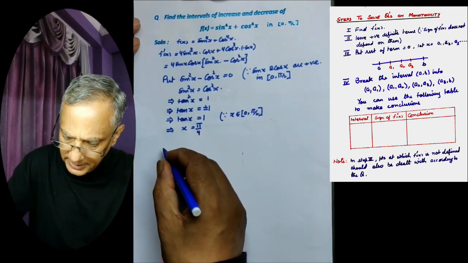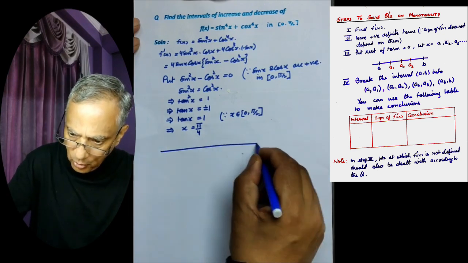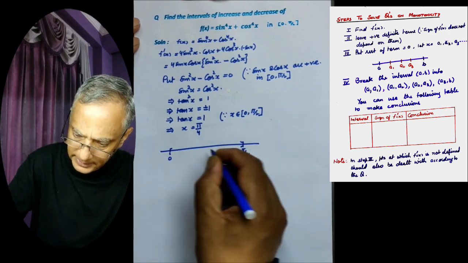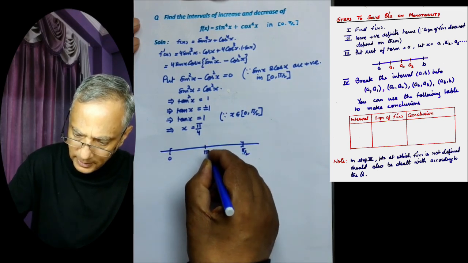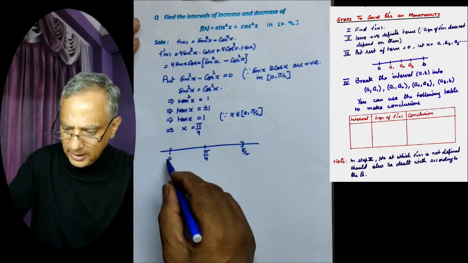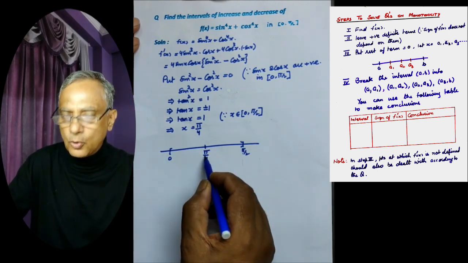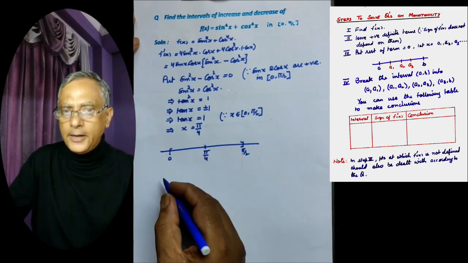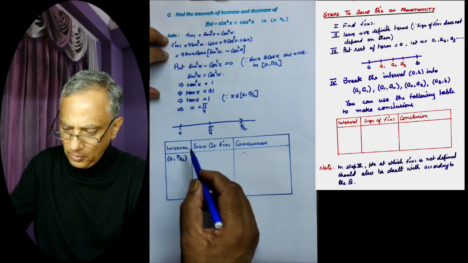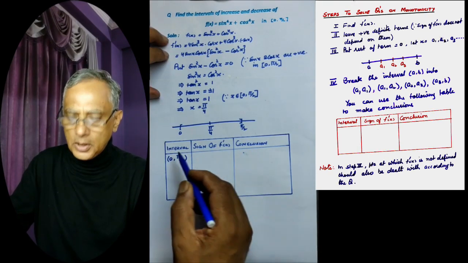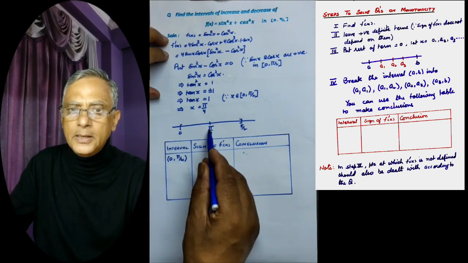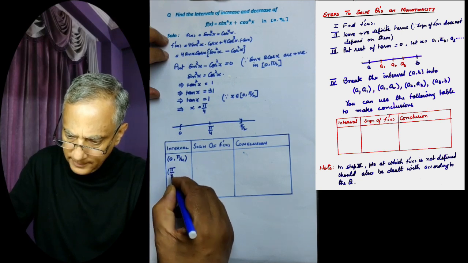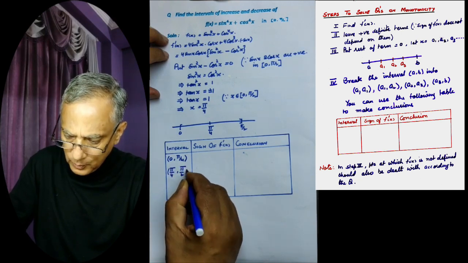Now we break this interval 0 to pi by 2 at pi by 4. So we break this interval into 0 to pi by 4 and pi by 4 to pi by 2. So we make the following table. The first column is interval, then sign of f dash x, and then conclusion. The first interval is 0 to pi by 4, and the second interval is pi by 4 to pi by 2.